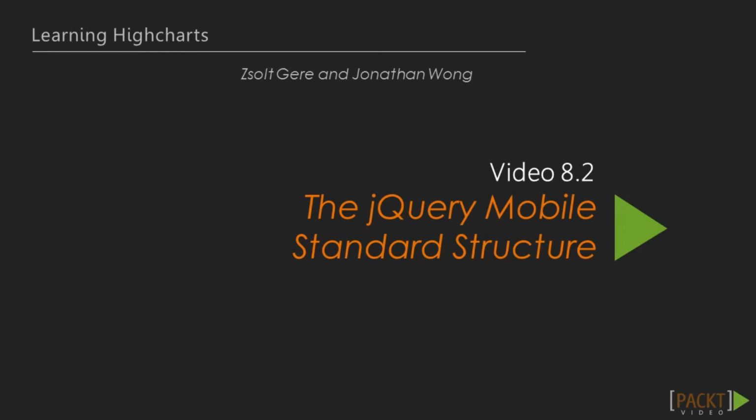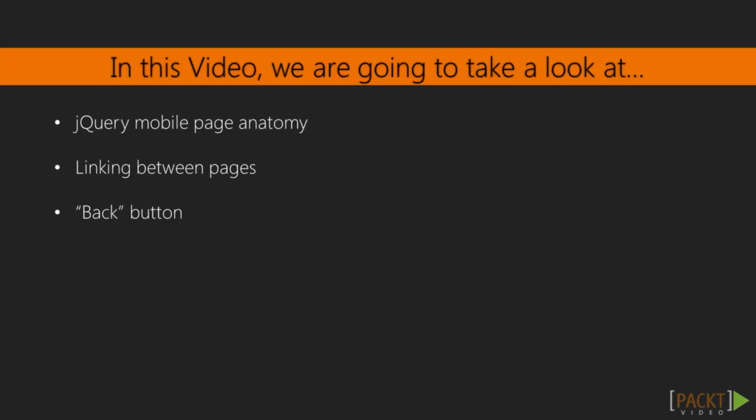Hello and welcome to the jQuery Mobile Standard Structure video tutorial. The previous video was a brief introduction to jQuery Mobile. In this video, we are going to start taking a closer look at jQuery Mobile's page anatomy. We will add more pages to our sample mobile app and learn how these pages can be linked together. Finally, we'll study how we can add a back button through a simple markup, which adds similar behavior to the page, such as the browser's back button functionality.